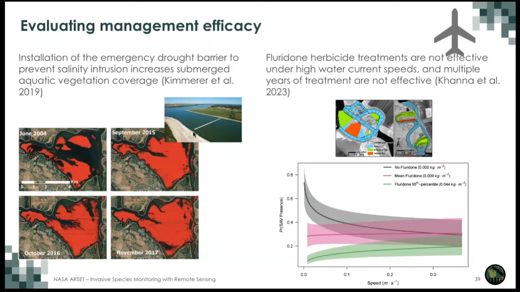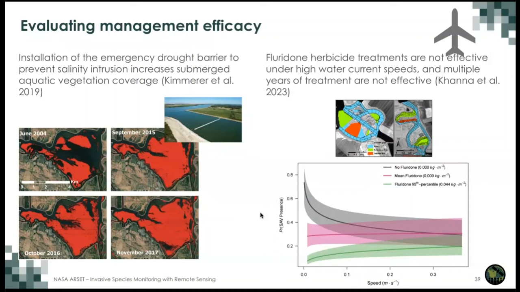And this barrier stopped the highly saline water from entering the system and propagating to the pumps. But one of the things that Kimmerer et al. demonstrated in 2019 is that it also seems to have changed the hydrodynamics of the system and resulted in a very large increase in the density and spread of submerged aquatic vegetation, particularly in this large lake-like site called Frank's Tract, which has then served as a major source of propagules for the further spread of submerged aquatic vegetation across the system.